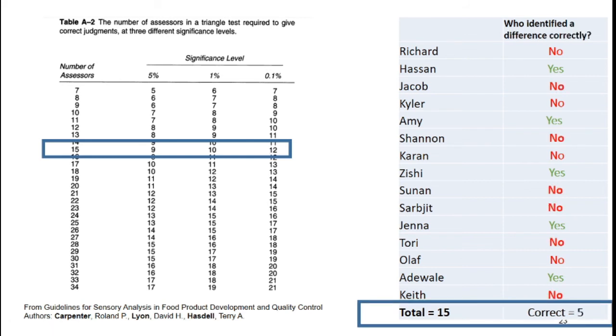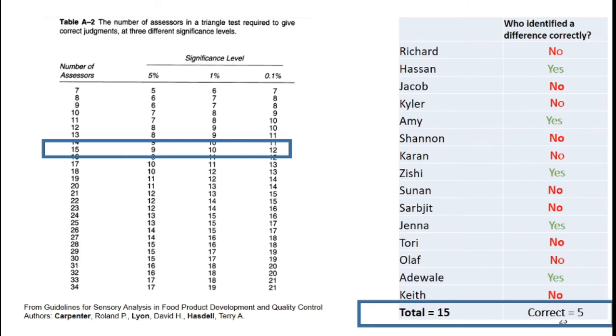Now, different data. Wait a second. Whoa! Now we've only got 5 people who got it right. And you're likely saying, well, wait a second. How on earth do you interpret this? You can do it one of two ways. You can either say the data is not significant, or you can flip it and say, based off of the fact that we have 10 people who could not discriminate, we are confident at the 1% level that the samples are the same. Does that make sense?